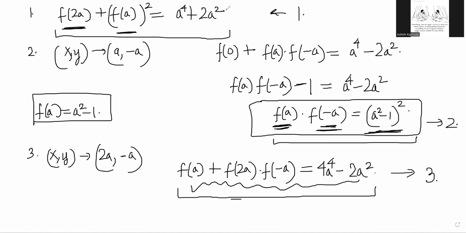The other way is to simply solve these three equations and try to find f of a. How will we do that? By eliminating f of 2a and eliminating f of minus a from these two equations. So again, this was a problem where we needed to solve a system of equations to find our answer, right? Let's move on to the next problem.